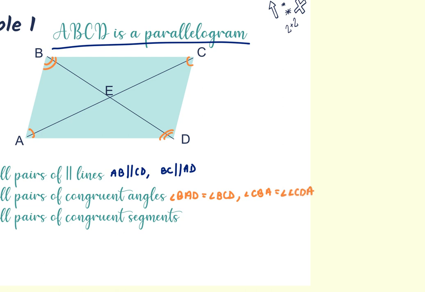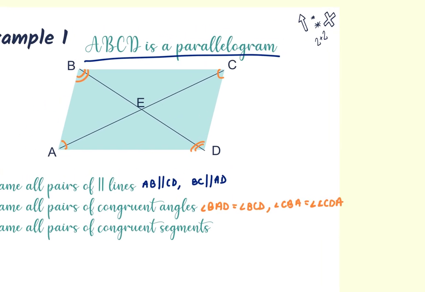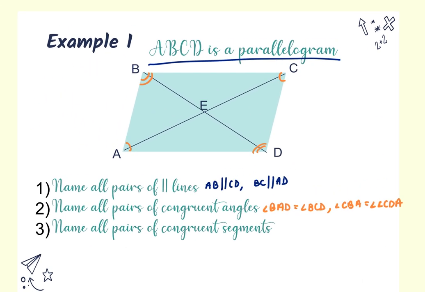CDA. You also have, and we're not going to list them all because it would take a while, but you also have vertical angles here. These 2 are congruent. These 2 are congruent. And because you have parallel sides, you have alternate interior angles. This matches this one. This one matches this one. And on the other transversal as well, this would match this one. And this would match this one. So all of those angles are congruent.